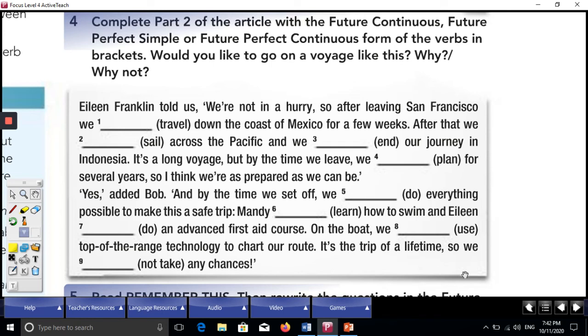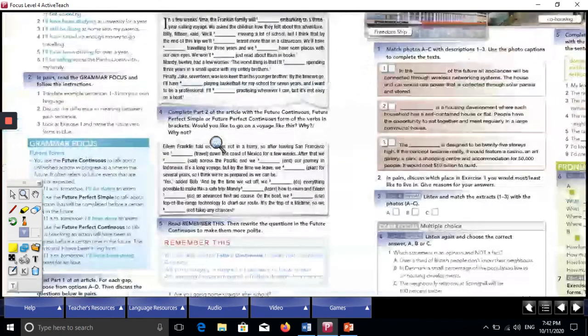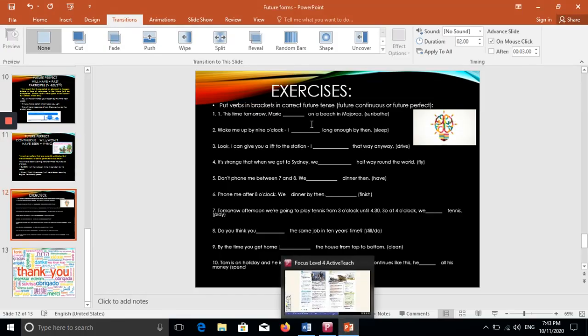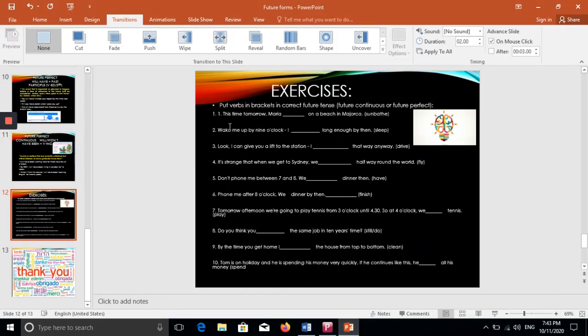Let's go back to our presentation. You have here 10 sentences, and your task is to use future continuous or future perfect. Remember, there is no future perfect continuous in this exercise.